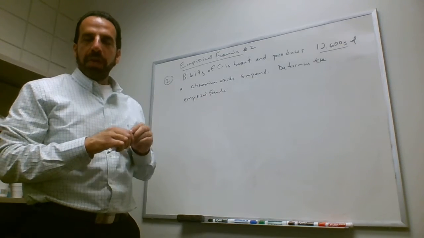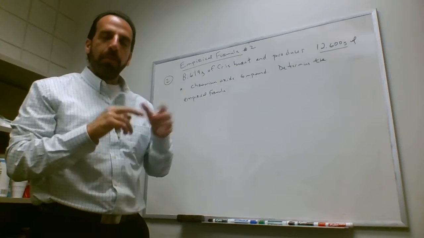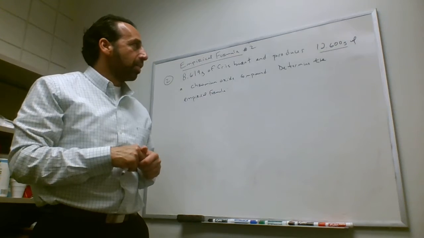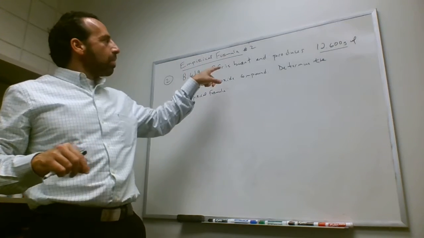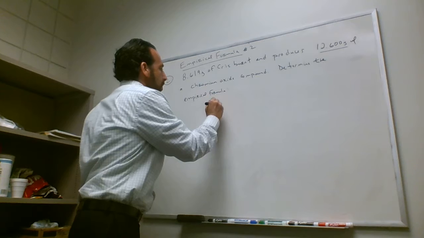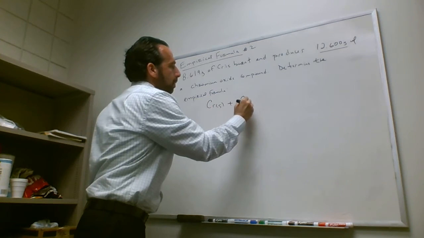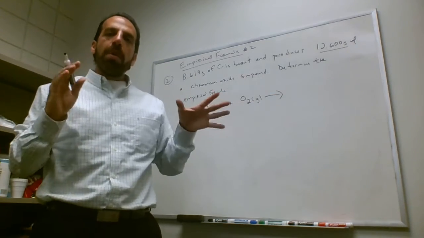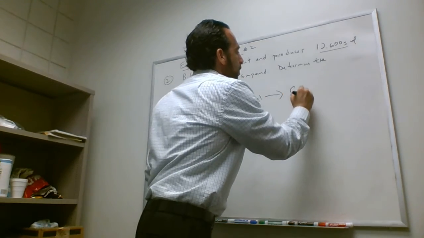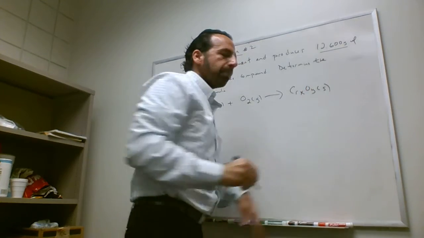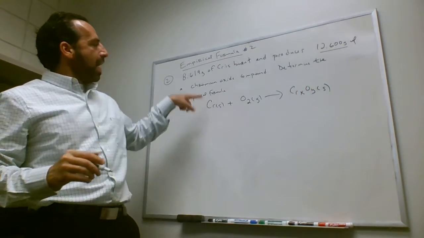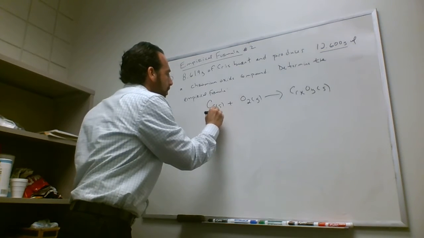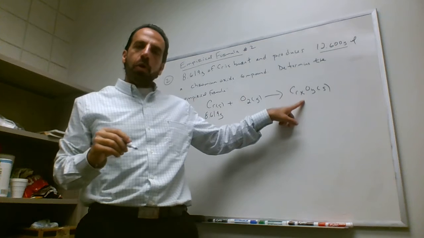So chromium is one of those transition metals that can form more than one type of cation. So you've got to figure out what type of cation this one reacted with the oxygen. Let's write down what the reaction is. So I have chromium. It reacted with the oxygen here, and I formed this chromium oxide compound. What they're basically saying is, I got 8.619 grams of chromium, and I ended up with this chromium oxide compound.